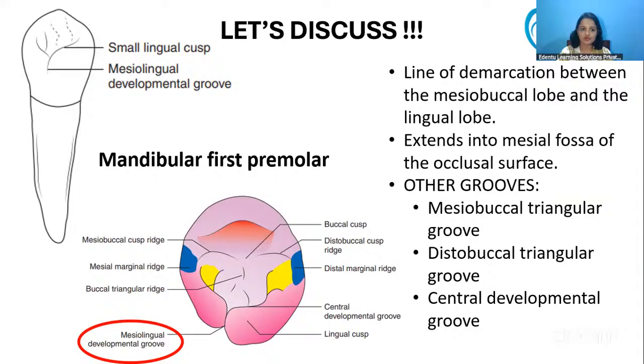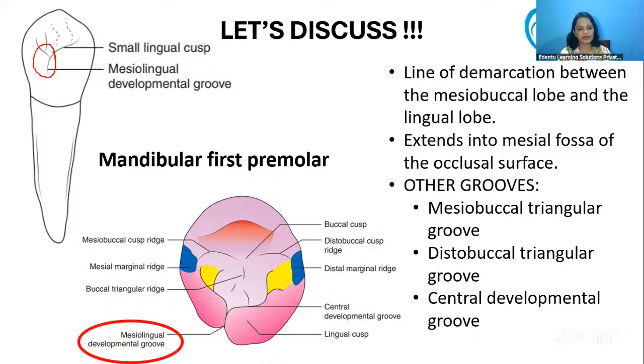So this mesiolingual developmental groove is the groove that is present here, as you can see, the marked one here. Actually, this groove is a line of demarcation between the mesiobuccal lobe and the lingual lobe. It starts mesial to the lingual cusp and then extends occlusogingivally towards the mesial surface. So it is one of the main distinguishing features between the mandibular first premolar and the second premolar.